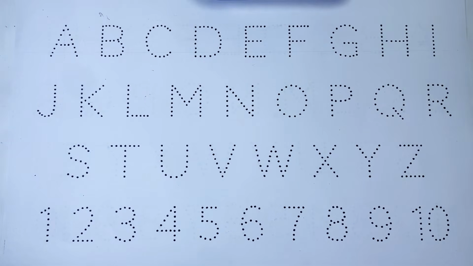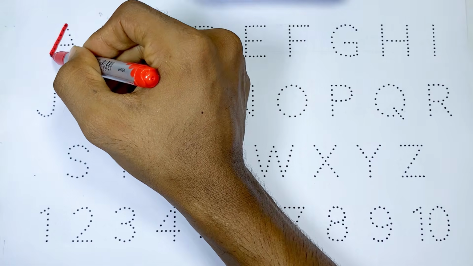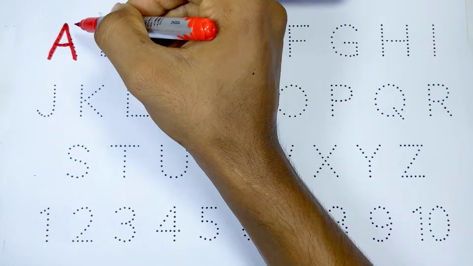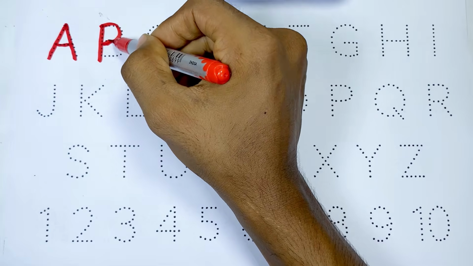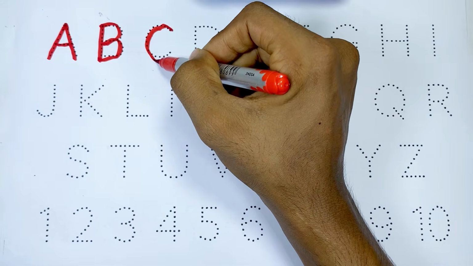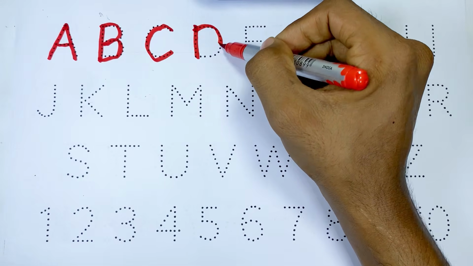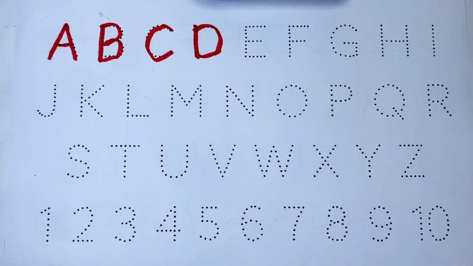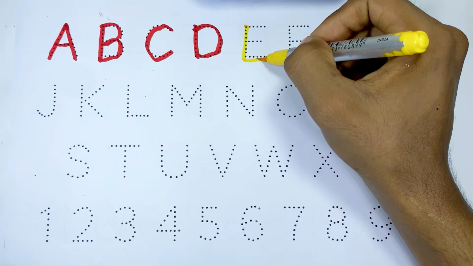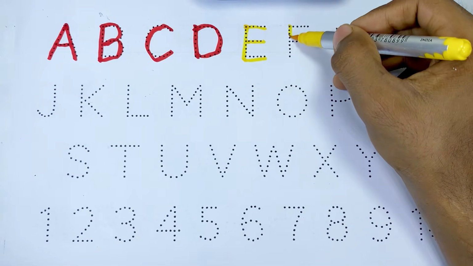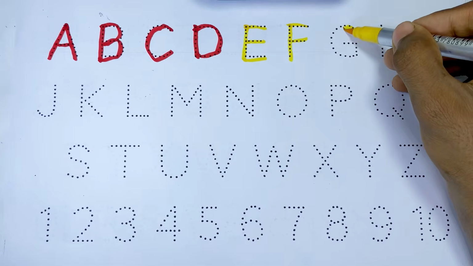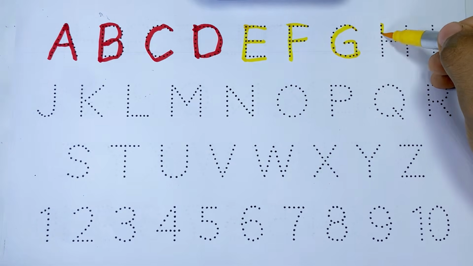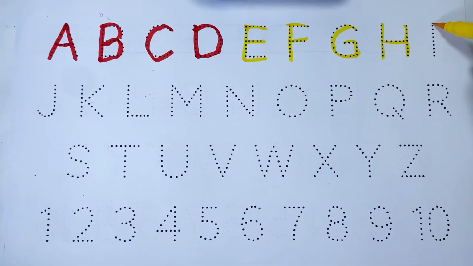Kids, now you draw A. A for apple. B for ball. C for cat. D for dog. Kids, now you draw E. E for elephant. F for fish. G for God. H for helicopter. I for ice cream.